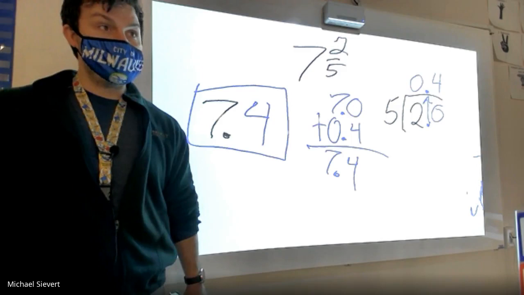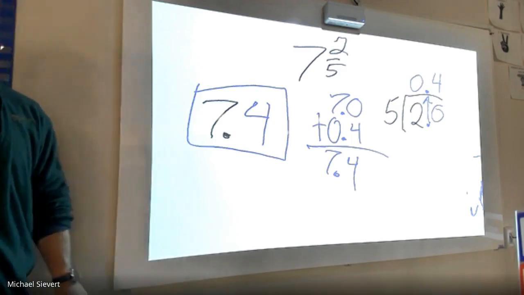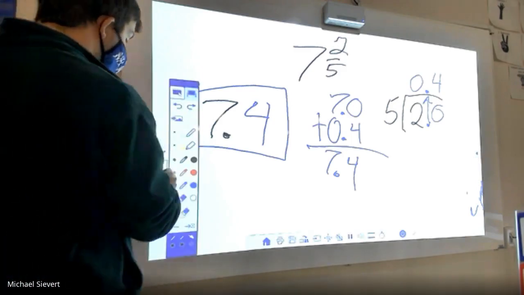We've got one more example, then your exit ticket. Write down example 3 or 4 at this point.